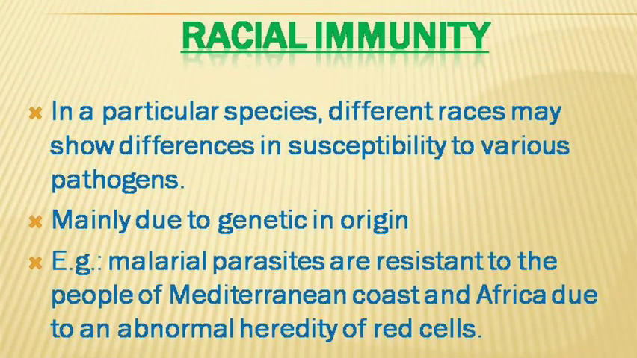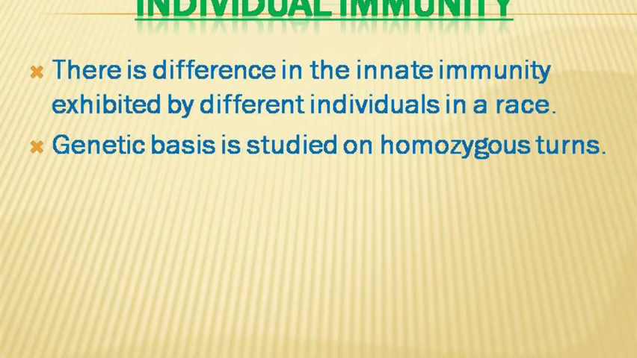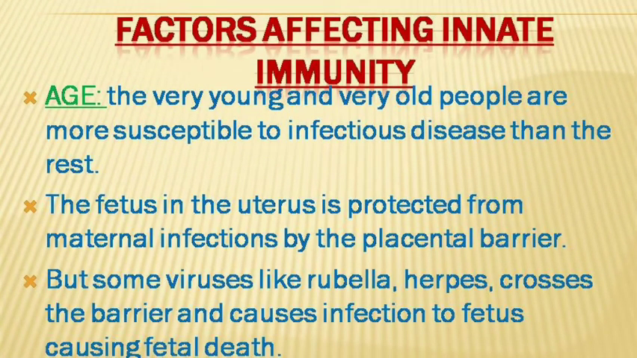Next is racial immunity. In a particular species, different races may show differences in susceptibility to various pathogens. So it is in the race, mainly genetic in origin. For example, the malarial parasites are resistant in the people of the Mediterranean coast in Africa due to the abnormal heredity of their RBCs. So this is racial immunity, which is seen in the people of a particular race. Next is individual immunity. There is difference in the innate immunity exhibited by different individuals in a race, and the genetic basis is studied on homozygous twins. Now we can understand what are the factors which affect this innate immunity.